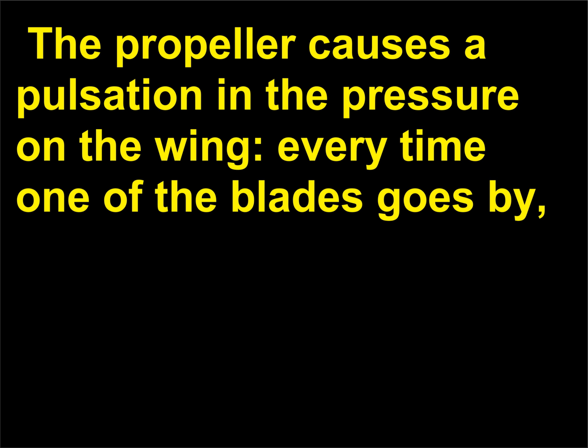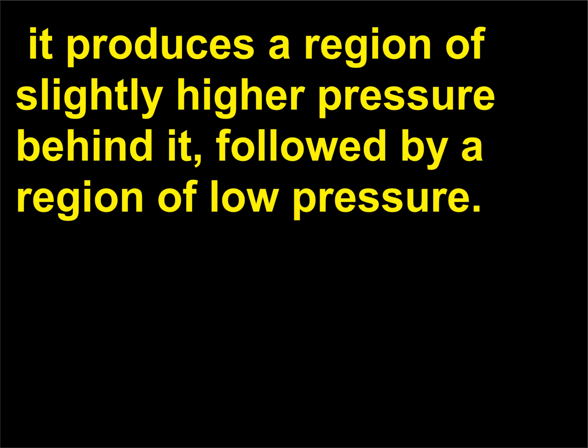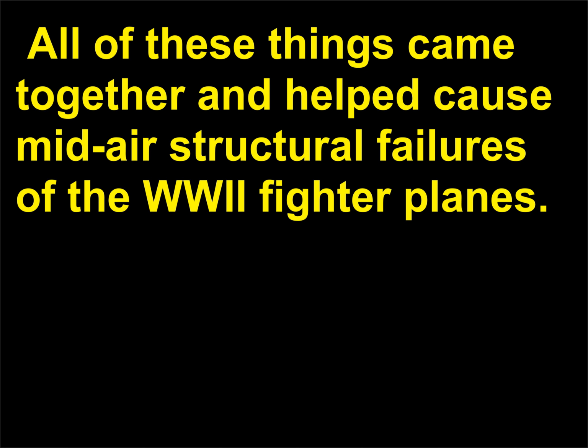The propeller causes a pulsation in the pressure on the wing, every time one of the blades goes by. It produces a region of slightly higher pressure behind it, followed by a region of low pressure. All of these things came together and helped cause mid-air structural failures of the World War II fighter planes.